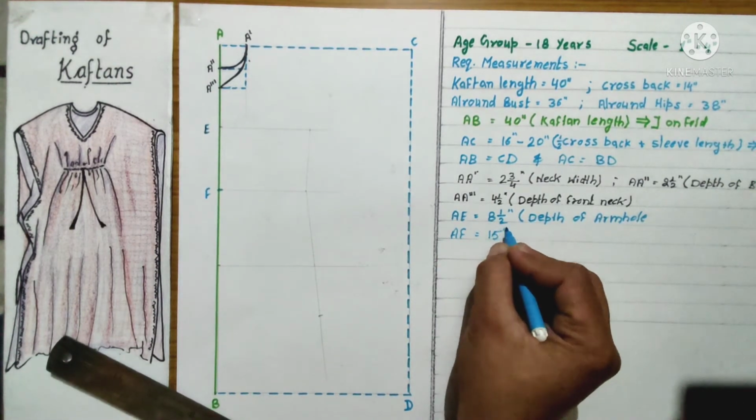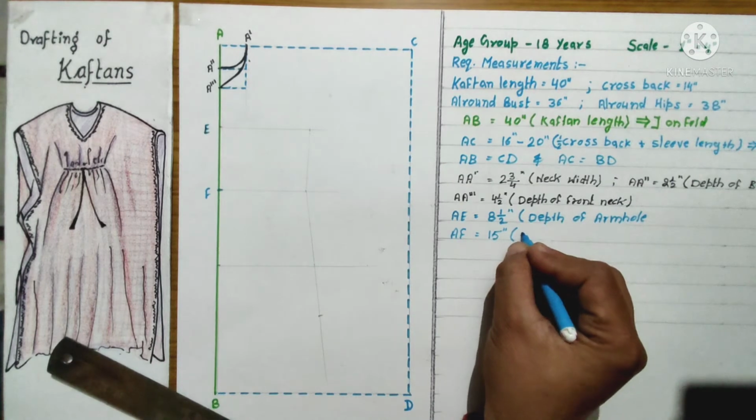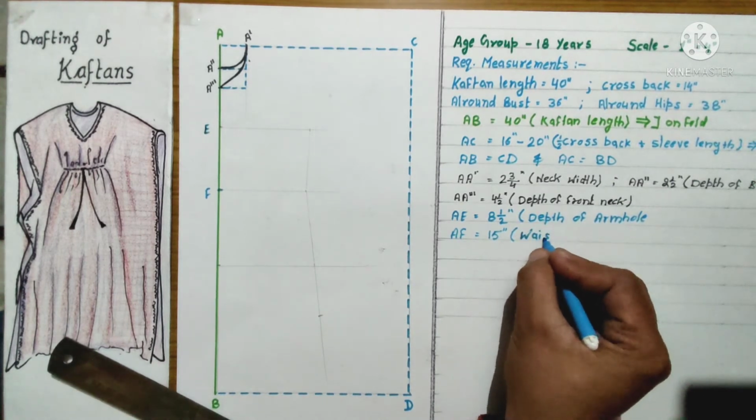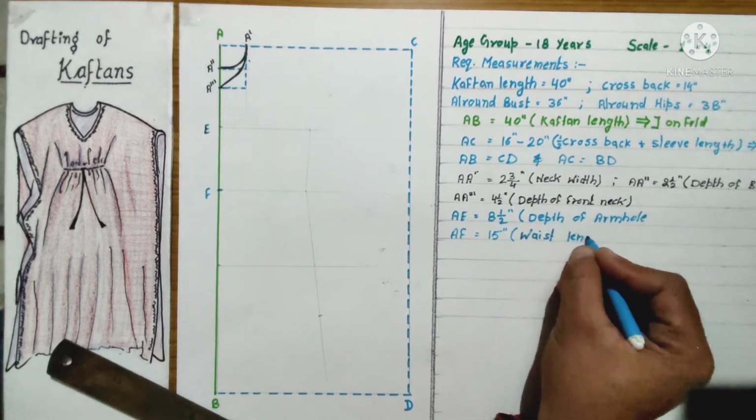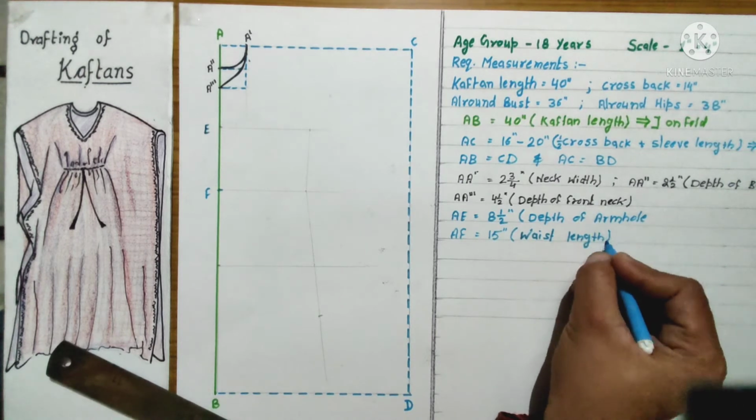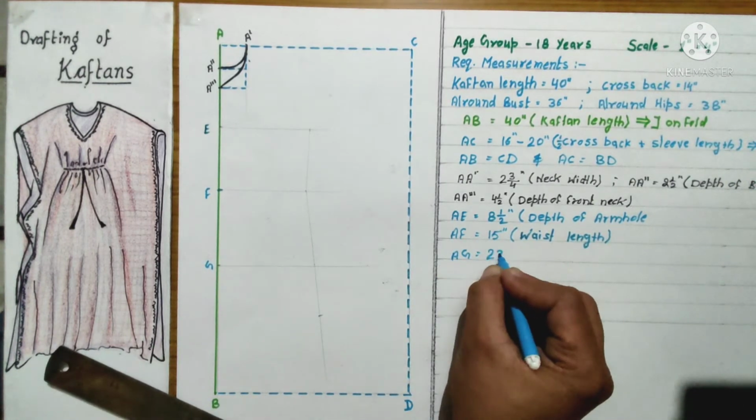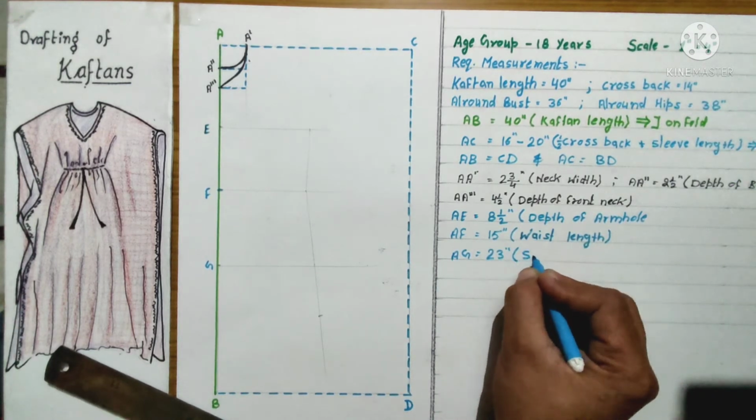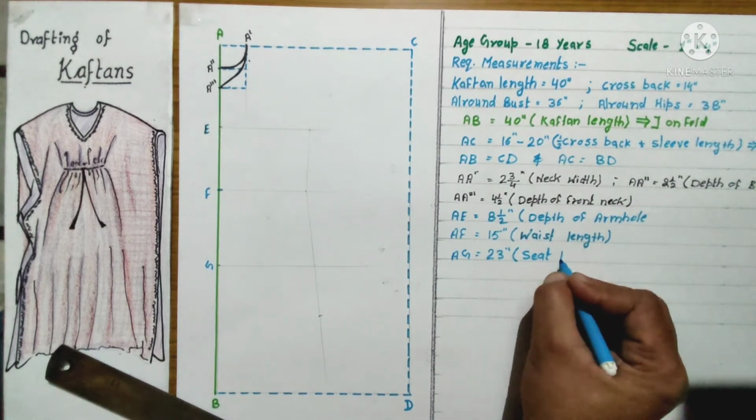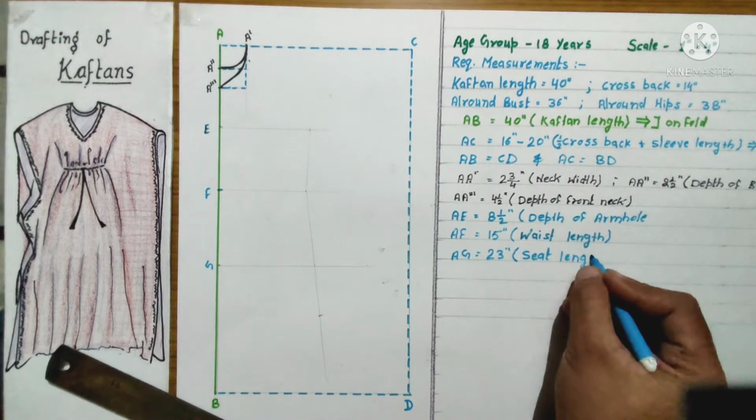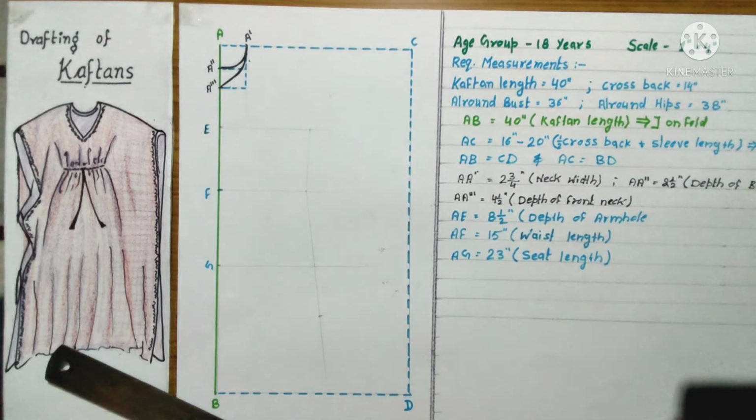A to F, we have taken a point F. A to F is equal to 15 inches, that is the waist length. It may be increased or decreased as per your size. Here I am taking the standard measurement. A to G is equal to 23 inches, that is the seat length or the hip length. From shoulder to hip is 23 inches, right?